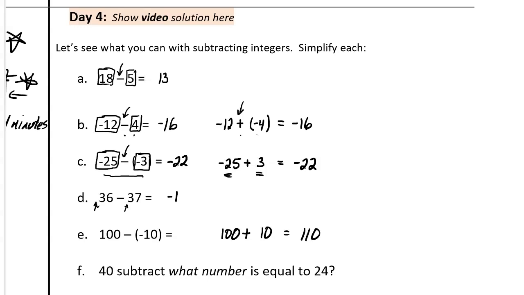Question F, 40 subtract what number is equal to 24, and that number is 16. This expression is equivalent to somebody asking 24 plus what number equals 40. And when you think of it like that, maybe you can figure out that it is 16.